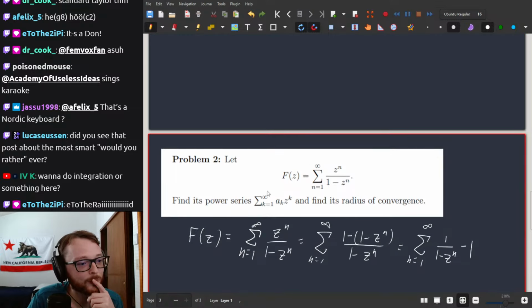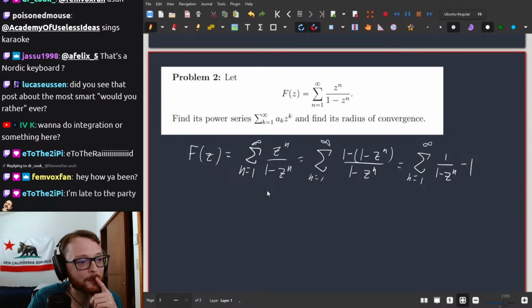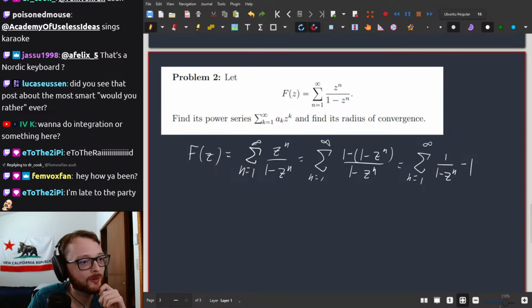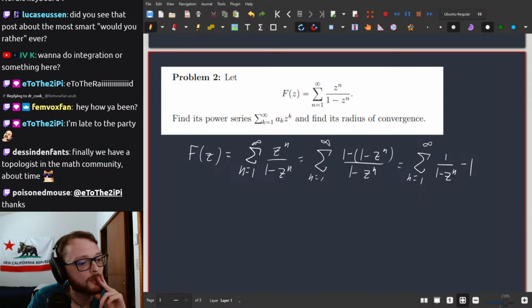Felix, hey, hope you're doing well. Standard Taylor theorem? I probably have seen that, I just don't remember it. Dr. Cook saying take derivatives, evaluate at z equals 0. Really? Oh wait, I thought I was just going to rearrange this to get this form. I wasn't going to actually... I guess you could take derivatives.